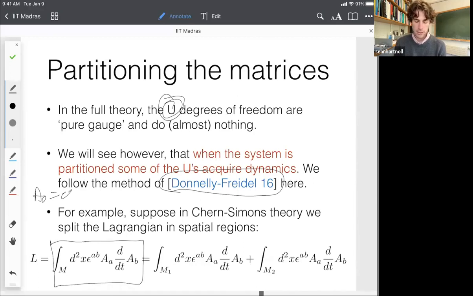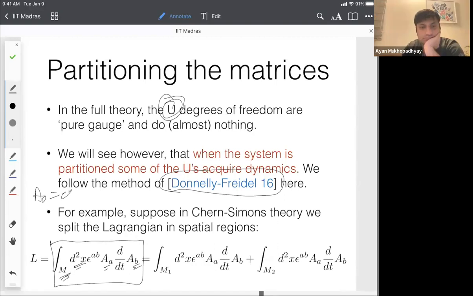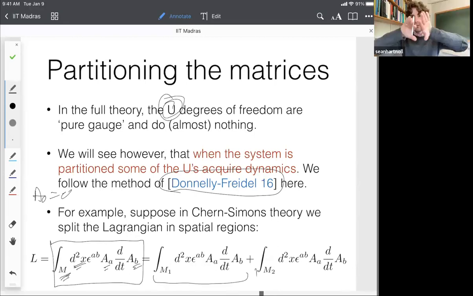So here's the Chern-Simons Lagrangian integrated over a two-dimensional space, and there are two components of A. Now, let me just split that integral as an integral over one side. I wanted to find a phase space that corresponds to just one side.